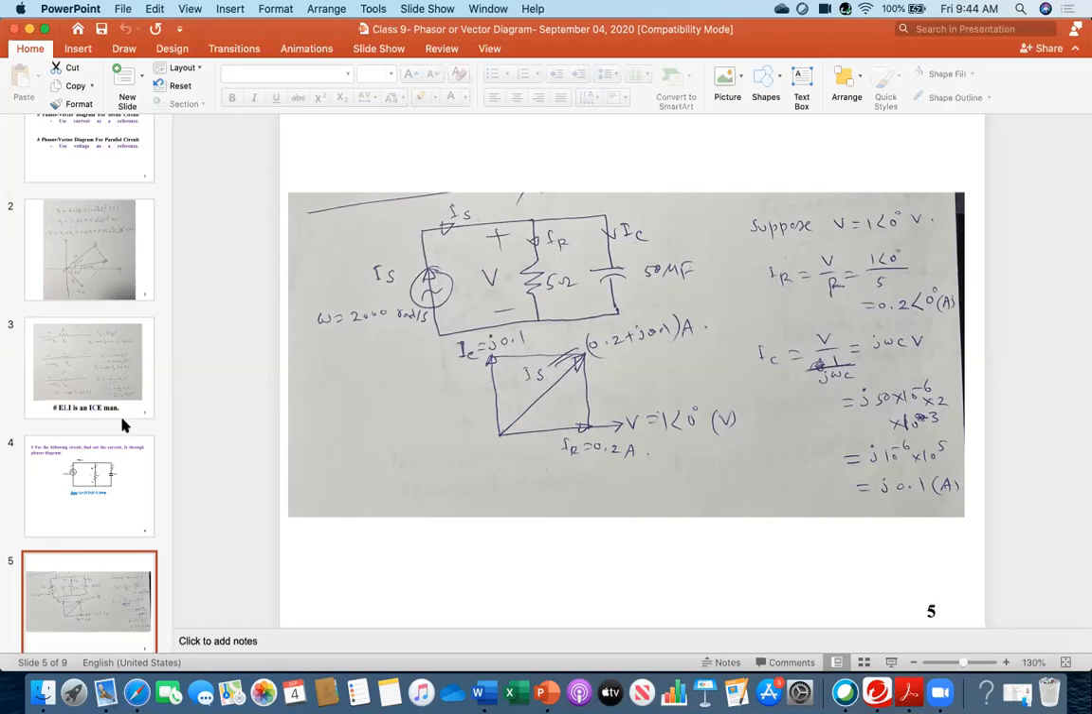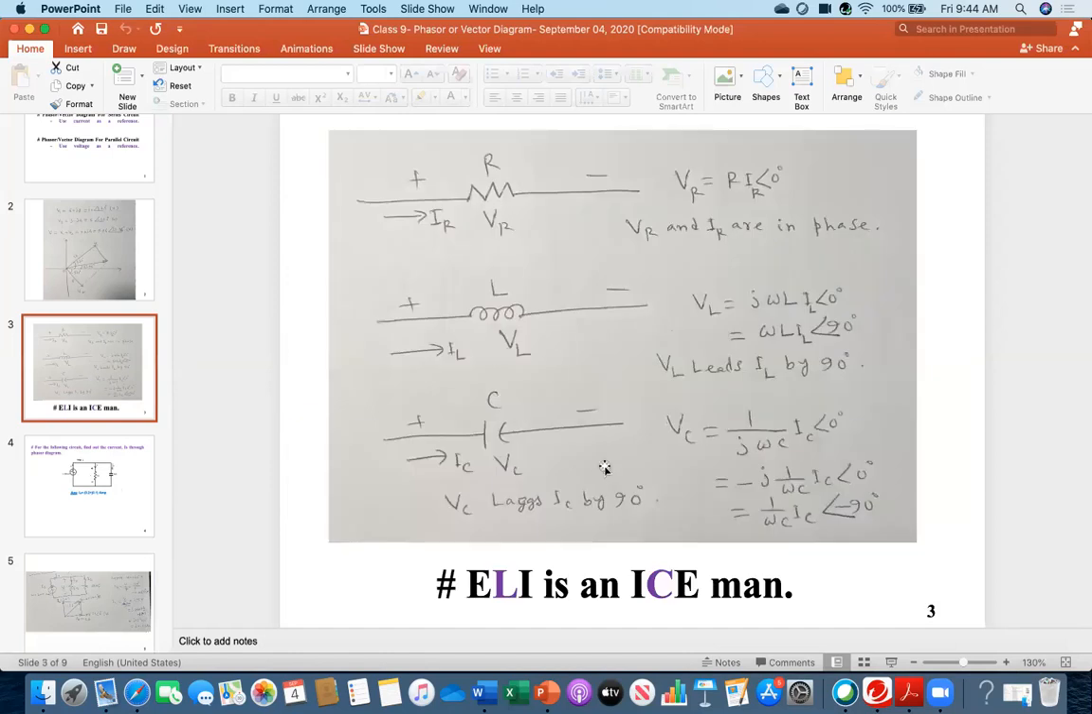The inductor would be placed on the bottom, wouldn't it? Because the voltage leads. Yes, exactly. So everybody please see, I have made some conclusions.